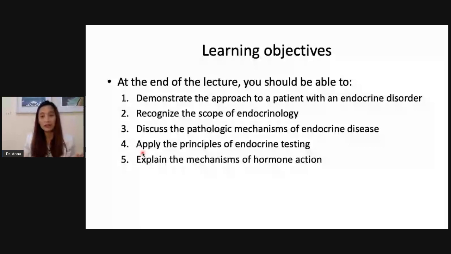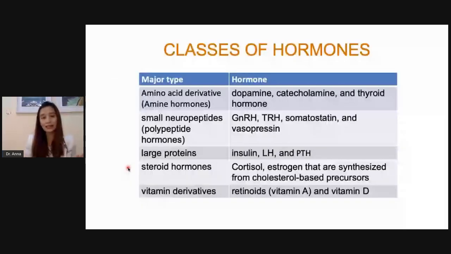So, the different hormones are classified into different major types. You have your amine hormones or your amino acid derivatives. The majority of these are from the amino acid tyrosine. So that's your dopamine, catecholamines, and your thyroid hormones. Next, you have your polypeptides. Peptide hormones could be small neuropeptides or large proteins. Your small peptides are your GnRH, TRH, somatostatin, and your vasopressin. And your large proteins are your insulin, your LH, and your parathyroid hormone.